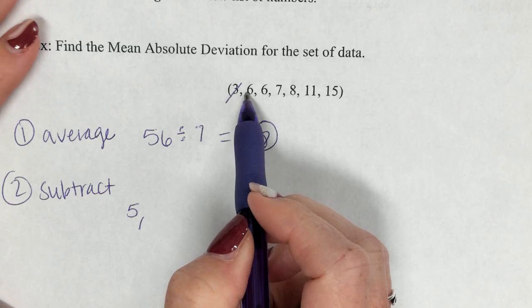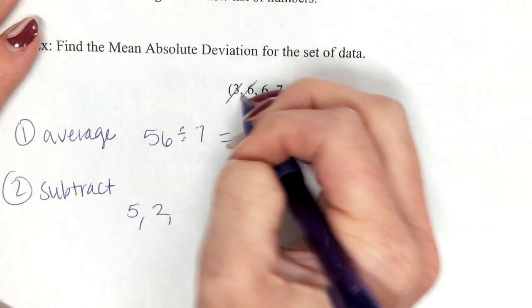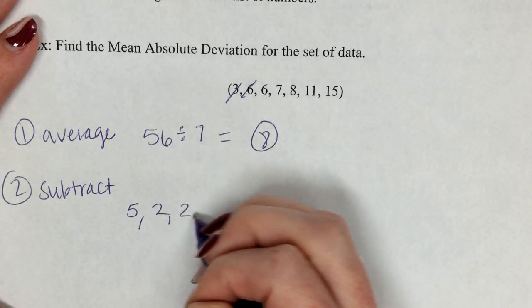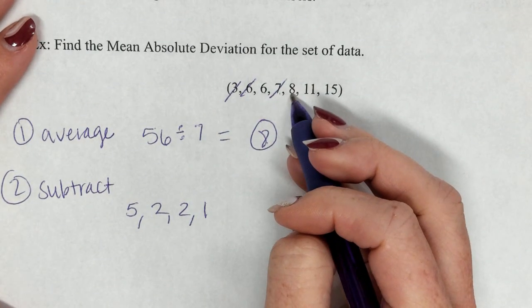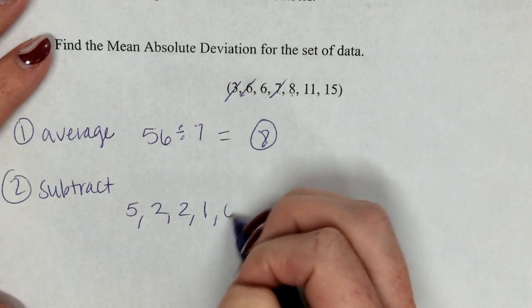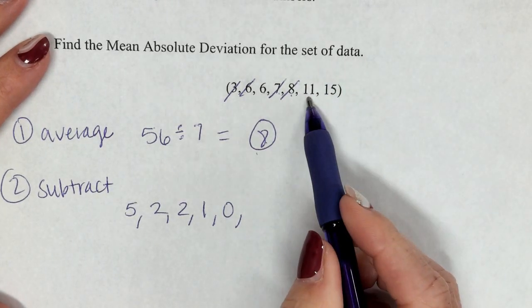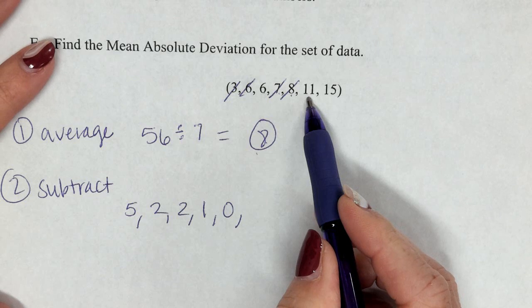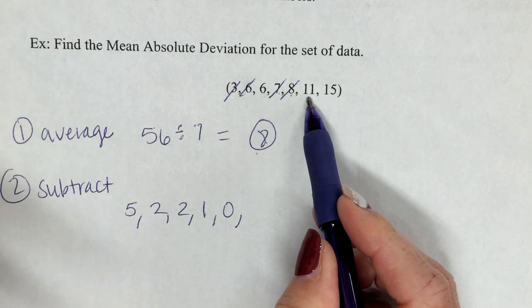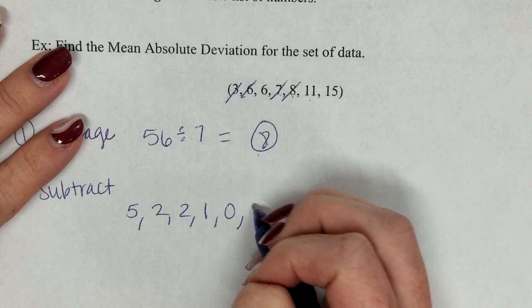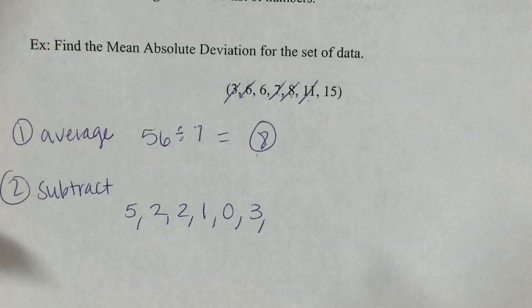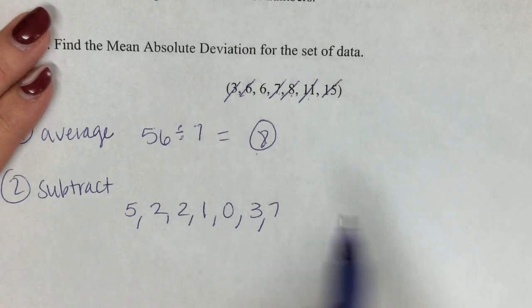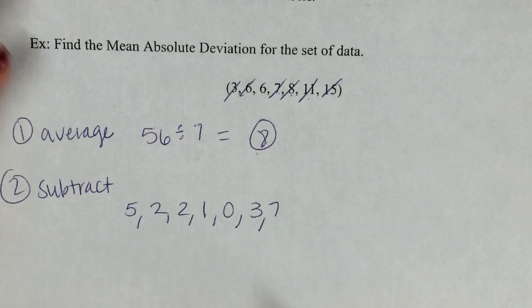8 minus 6 is 2. 8 minus 6 is 2. 8 minus 7 is 1. 8 minus 8 is 0. And yes, you have to write it down. 8 minus 11 is negative 3. But we don't write the negative. We just write 3. And 8 minus 15 is what? Negative 7, but we write 7. Once you have your new list, that's step 2.